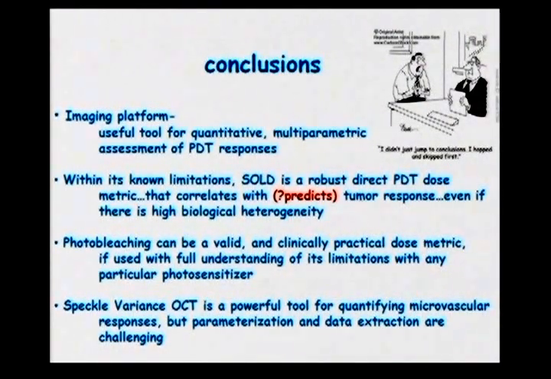Photobleaching can be valid and is clinically practical, but you need a full understanding of its limitations, and you have to understand it for the particular photosensitizer. There is not a general metric here that would tell you for any photosensitizer. So if you want to use photobleaching as a dose metric in PDT, you have to do the experiments first with the particular photosensitizer. We've also, sorry, this has nothing to do with this talk. This talk just talks about OCT as a means of monitoring the response.